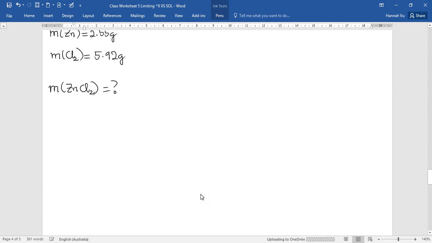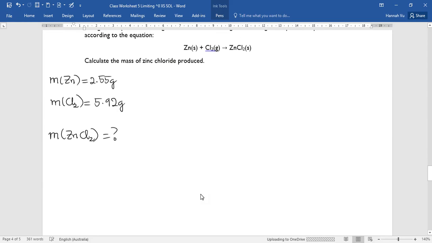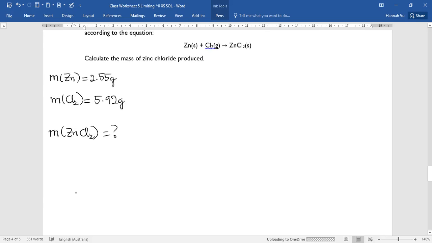We'll see what happens. So I need to find the mass of zinc chloride, and if you want to determine mass, you need the number of mole of zinc chloride. So from here, I need N of zinc chloride. Mass is going to be number of mole times molar mass, so that's not going to be the big deal.